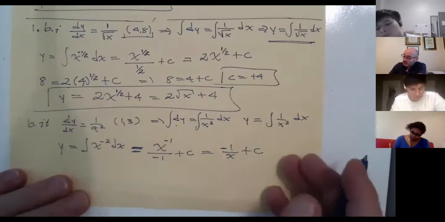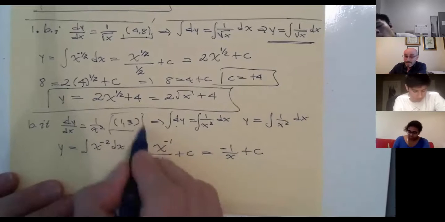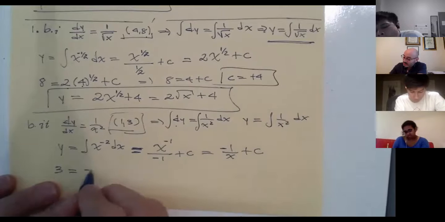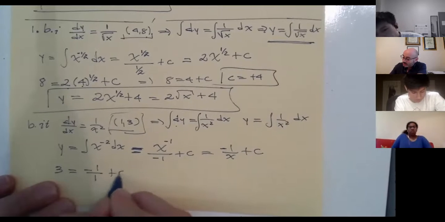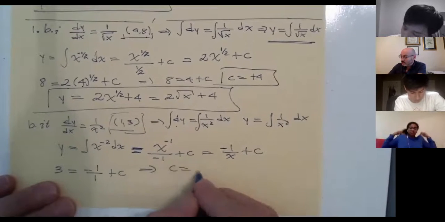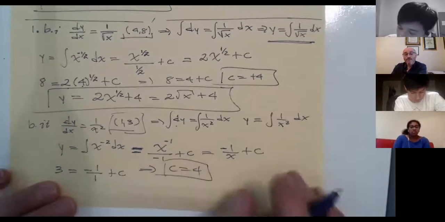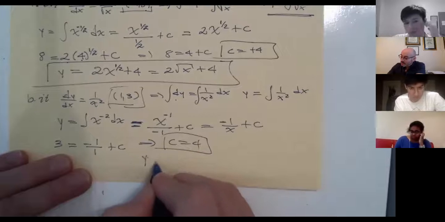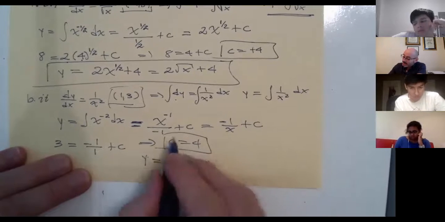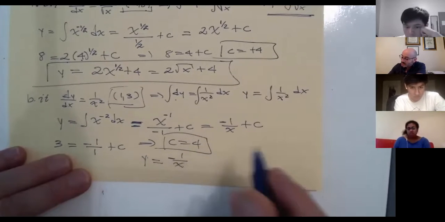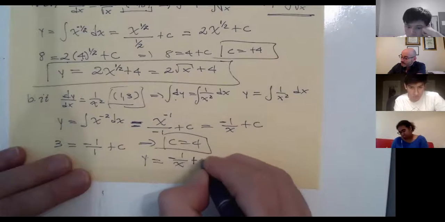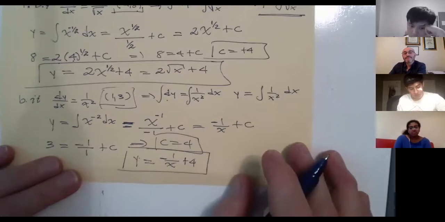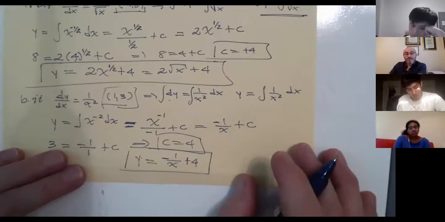And now we use the condition, (1,3). So when y is 3, x is 1, -1 over 1 plus c. So c is actually 4. So the equation of this curve is -1 over x plus 4. Okay? Questions?